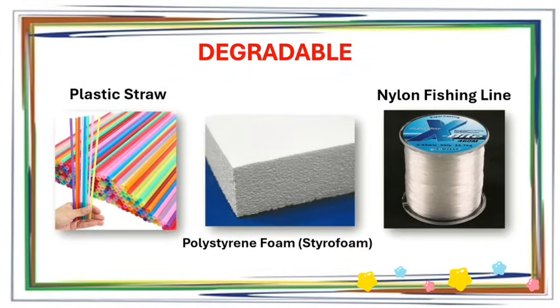Here are some examples of degradable materials. First, plastic straw. Second, polystyrene foam or styrofoam. And third, nylon fishing line.